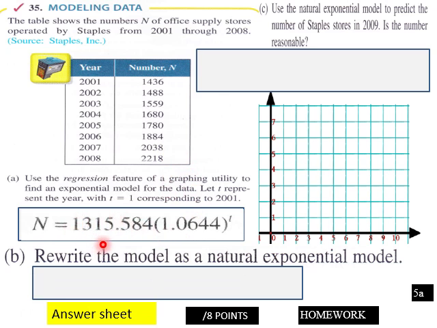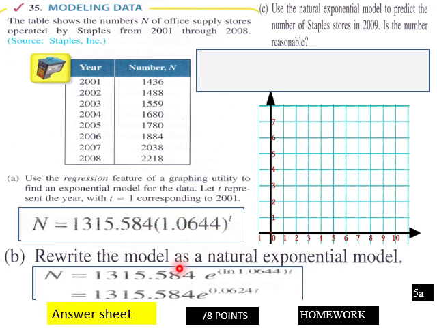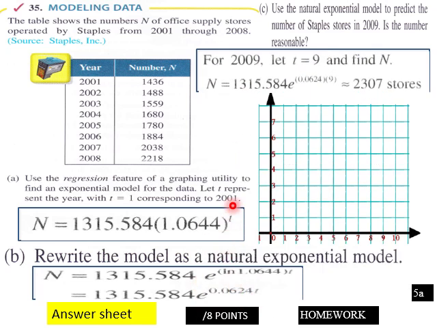Okay, so using the regression feature for an exponential, from this data set we come up with this exponential model here. Then rewrite the model as a natural exponential, and once we do that we come up with this expression here, 1315.584 e to the 0.0624 t. That's our natural exponential. And then for 2009, let t equal 9 in this case down here, and we come up with this number here for the stores.